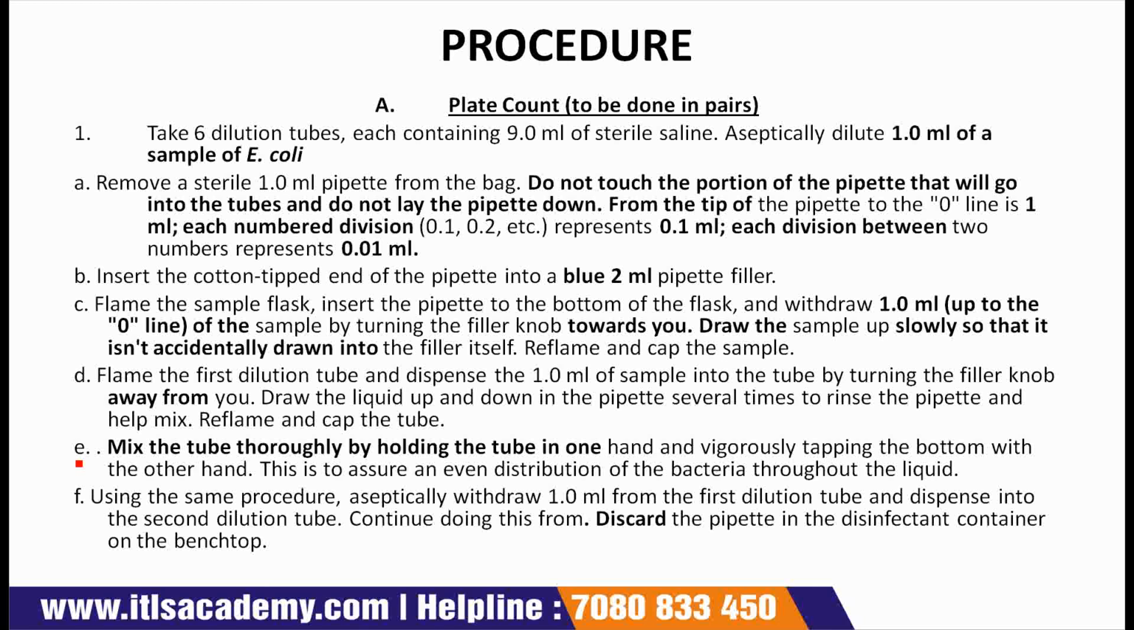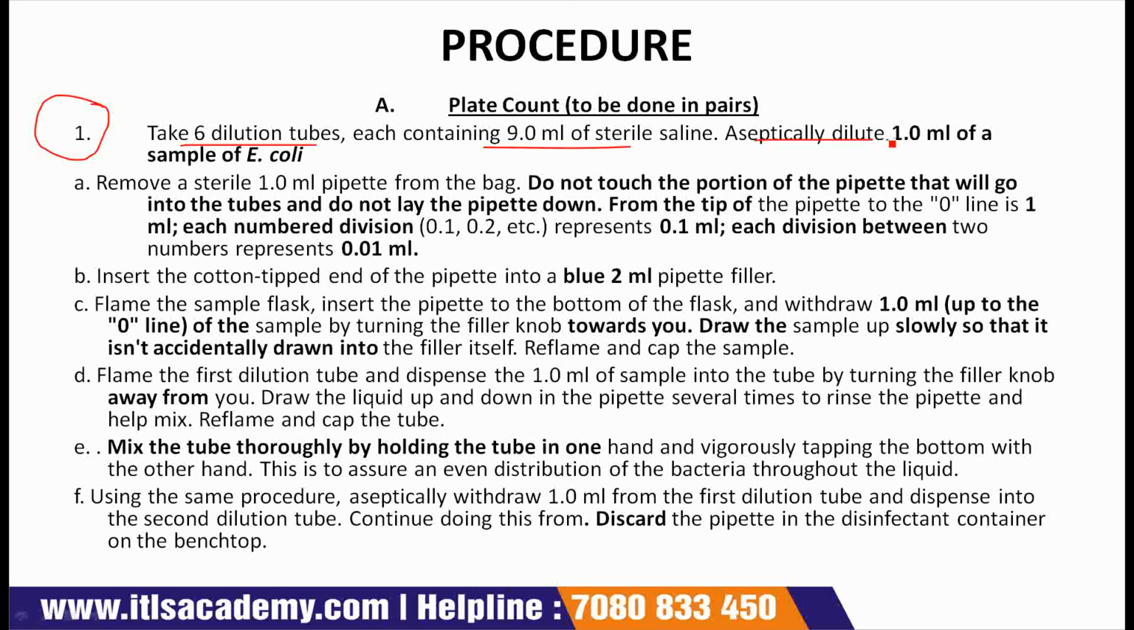Here comes the procedure for the test we are studying. That procedure is given over here. Let's discuss this procedure in detail. First is the plate count, and it is to be done in pairs. First point is to take 6 dilution tubes, each containing 9 ml of sterile saline.